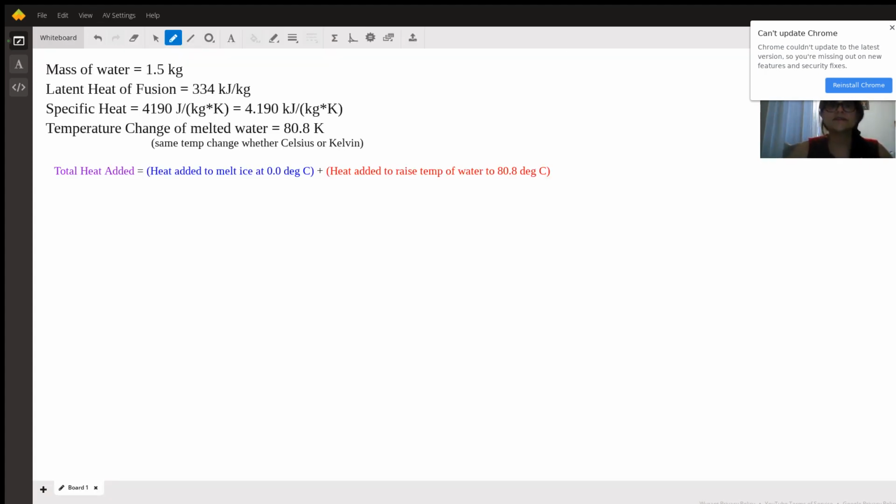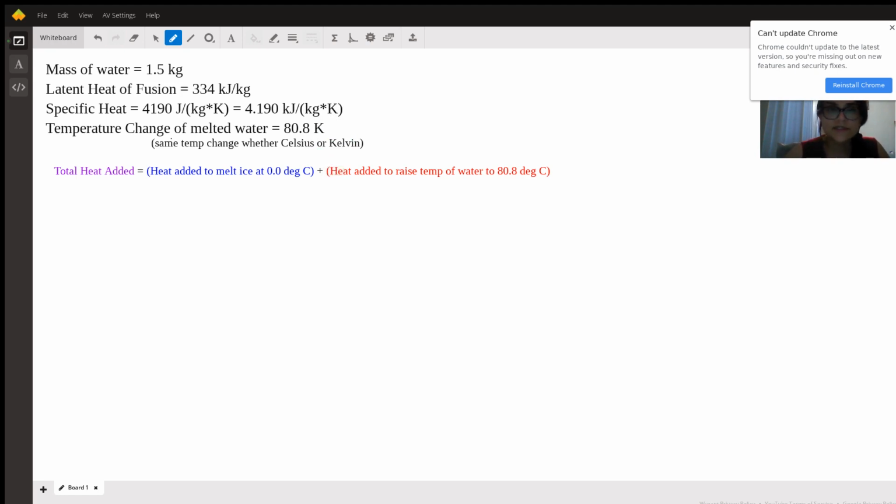And here's the setup that I have. I have recorded the mass, the latent heat of fusion, and the specific heat, which I converted to kilojoules using the fact that there's 1,000 joules in 1 kilojoule. And I've also recorded the temperature change of the water in that second phase, where the water is heated to 80.8 degrees Celsius. So the temperature change is going to be in Kelvin, since the units of specific heat are in Kelvin. Now it's 80.8 Kelvin.